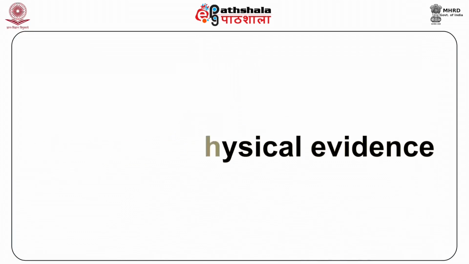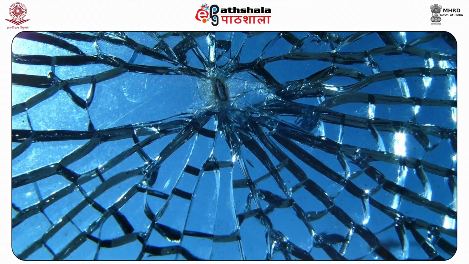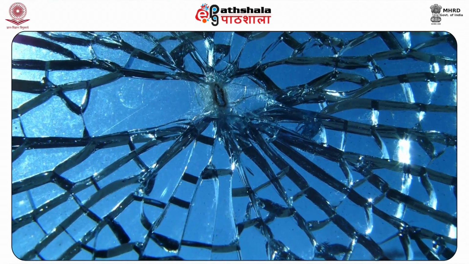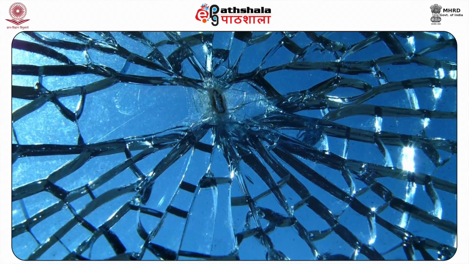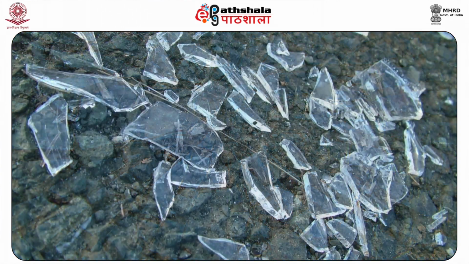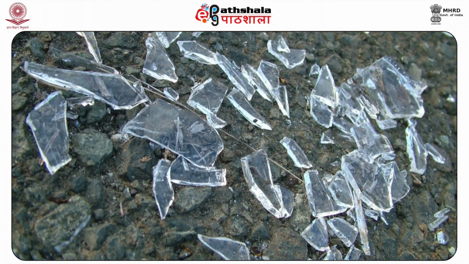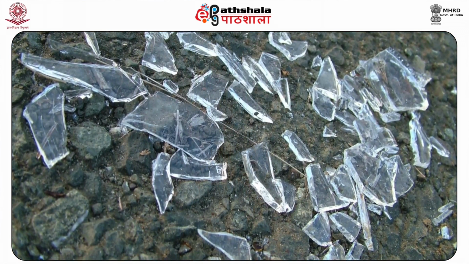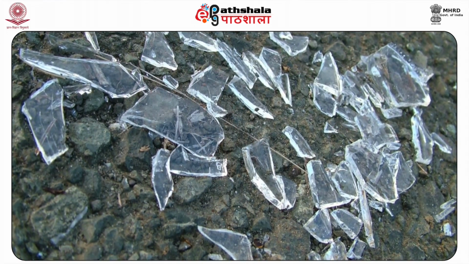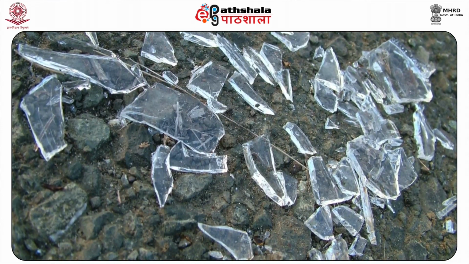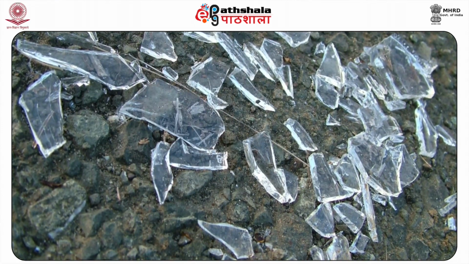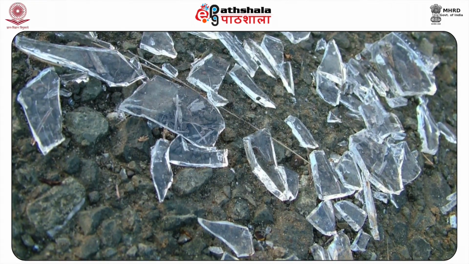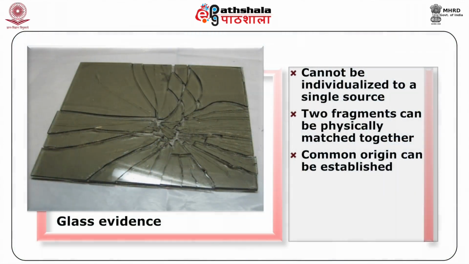Glass as a physical evidence. Glass is one of the more important types of physical evidence that is commonly overlooked. Glass is frequently encountered in burglaries and hit-and-run cases, and glass fragments may be found adhering to garments, shoe soles, or other property belonging to the suspects. Glass evidence cannot be individualized to a single source.